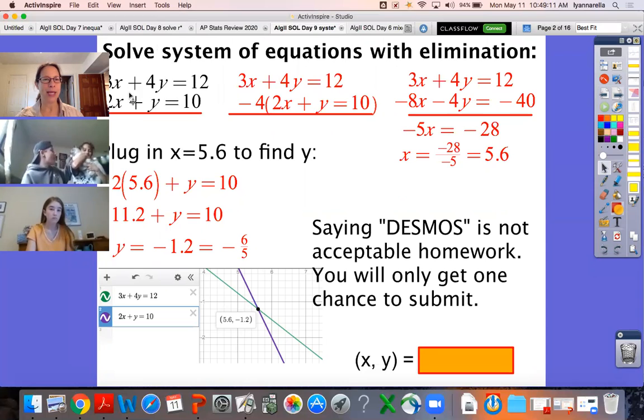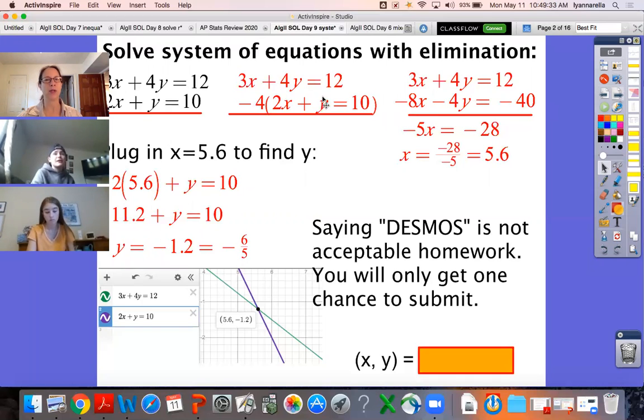So we can't eliminate anything in these columns because nothing cancels out. The 3x and the 2x won't cancel the 4y and the y. And of course, you never try and cancel the numbers. So what I did is I took that whole bottom equation and I multiplied it by -4. Because now, instead of being y, it's going to be -4y. But don't forget, -4 times 2x is -8x, and -4 times 10 is -40.